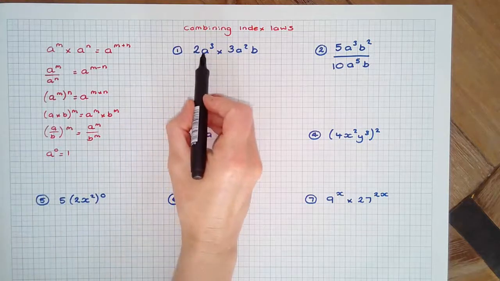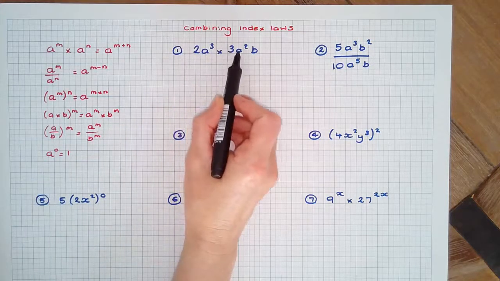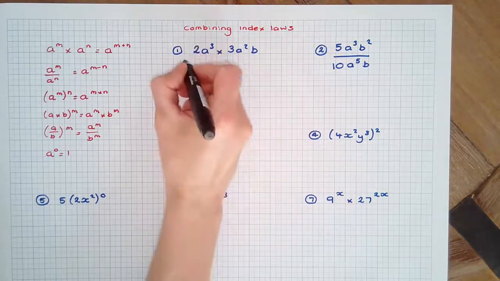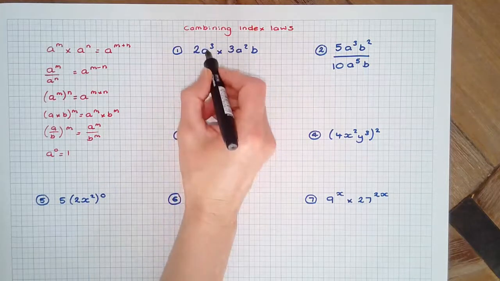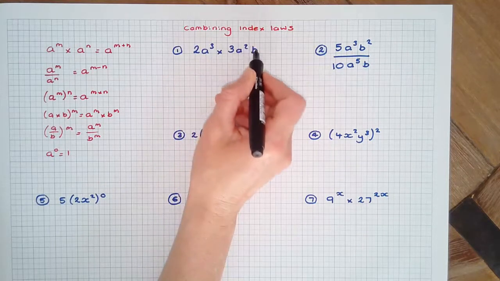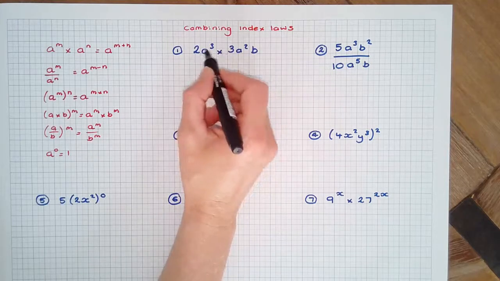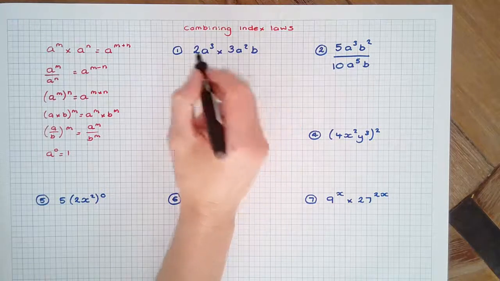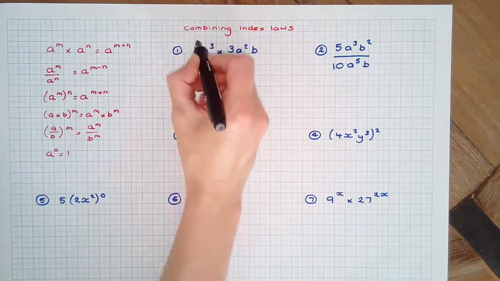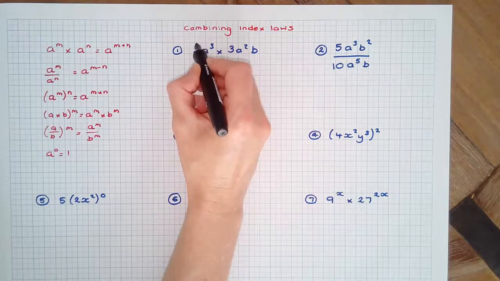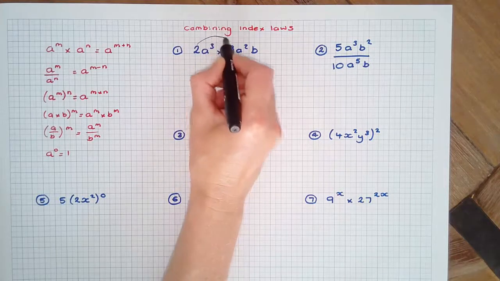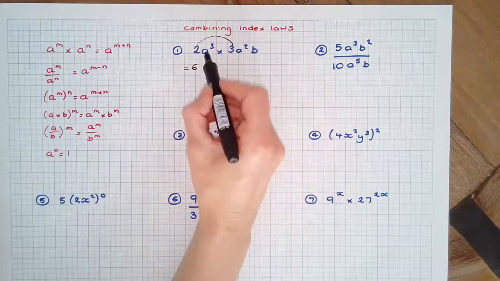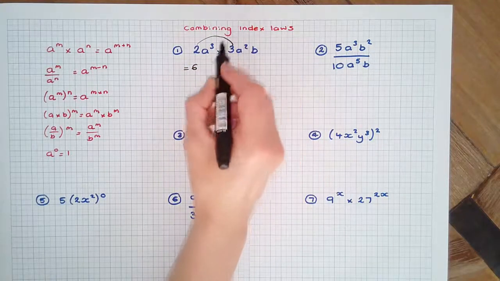2 times a to the power of 3 times a to the power of 2 times b. Now we could rearrange this and write it as 2 times 3 times a to the power of 3 times a to the power of 2 times b, putting the numbers first and then listing our bases in alphabetical order. But rather than rewriting it, we can just look and pretend we're looking at the numbers first. So 2 times 3 is 6. a to the power of 3 times a to the power of 2.